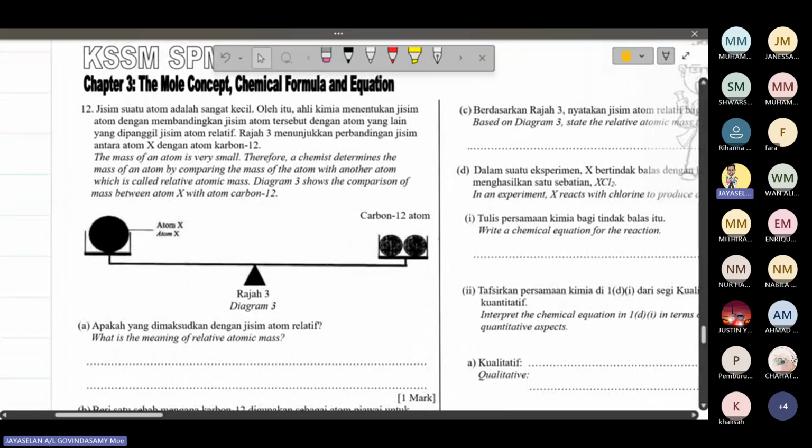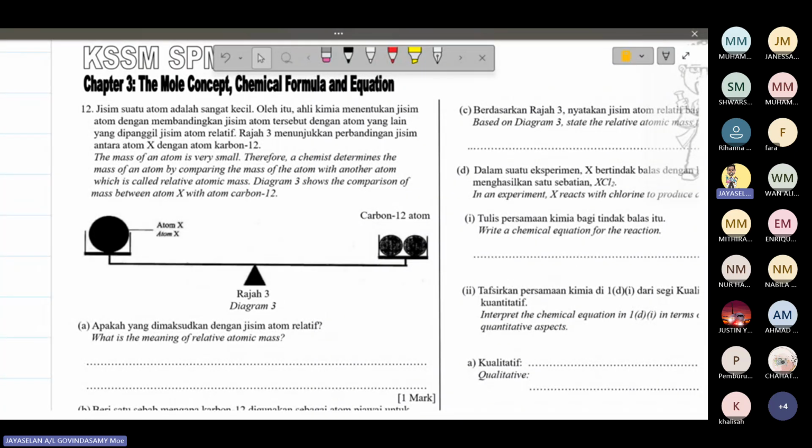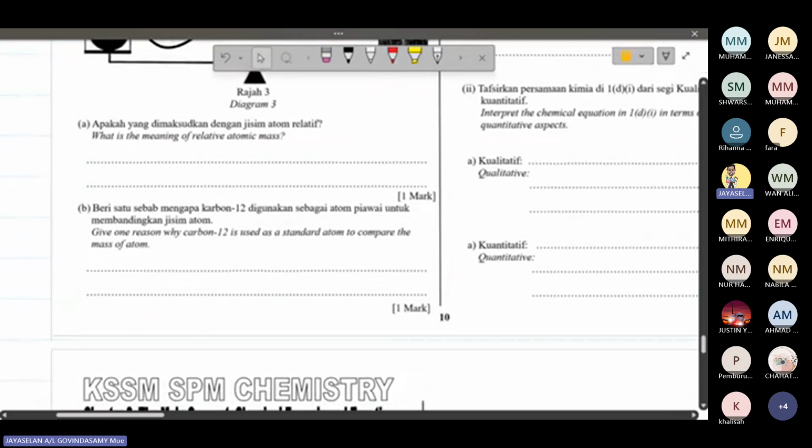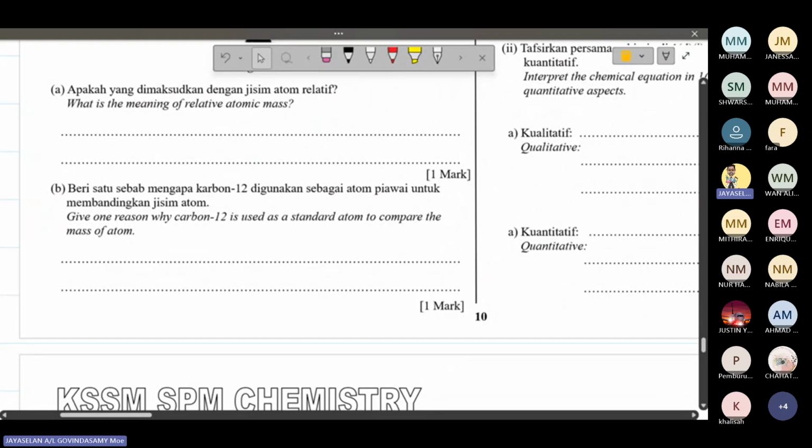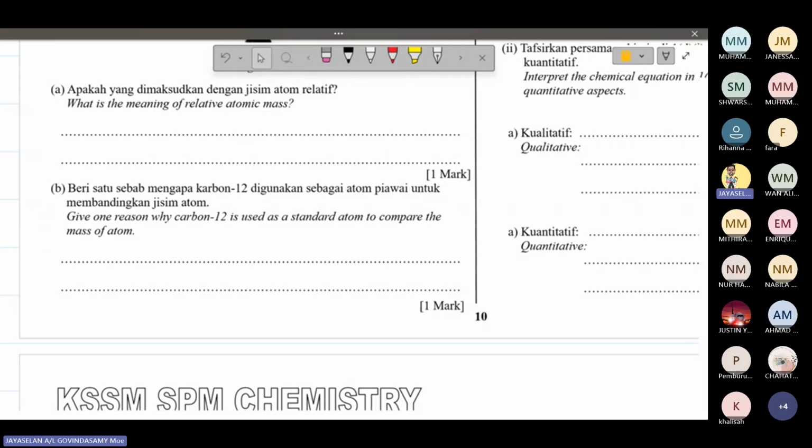The mass of an atom is very small. Therefore, chemists want to compare the mass of an atom. They compare the mass of X by using the standard atom. What is the standard atom? Carbon-12, kan? Definition nanti saya buat. Saya buat soalan ni. Give one reason why carbon-12 digunakan sebagai atom piawai. Why they use it as a standard atom. We already learned. Because carbon-12 exists as solid.